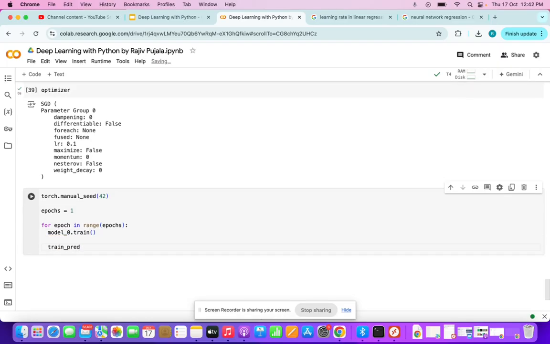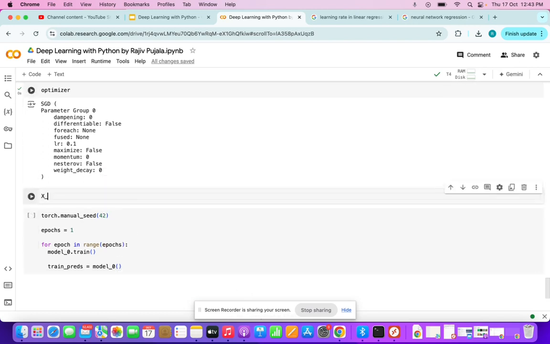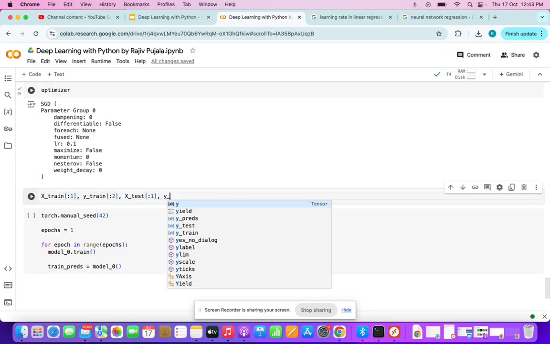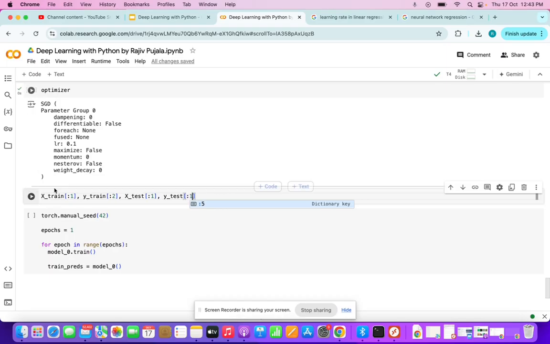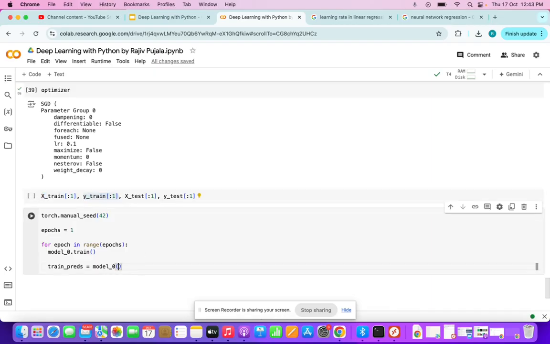Train predictions is equal to model_0 of, what we have earlier, we have X_train, we have y_train, and then we have X_test, we have y_test. This is the data where I'm training the model, and initially I'm going to predict the y_train values over here, compared against y_train.